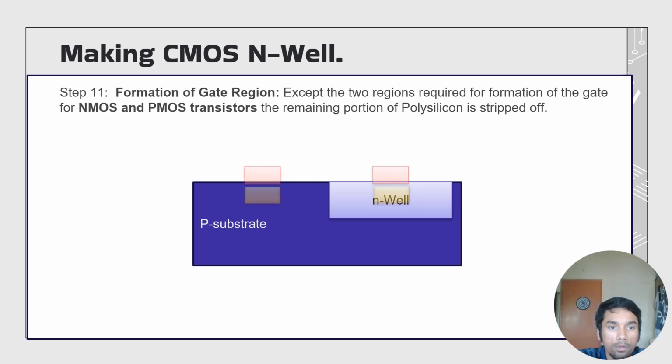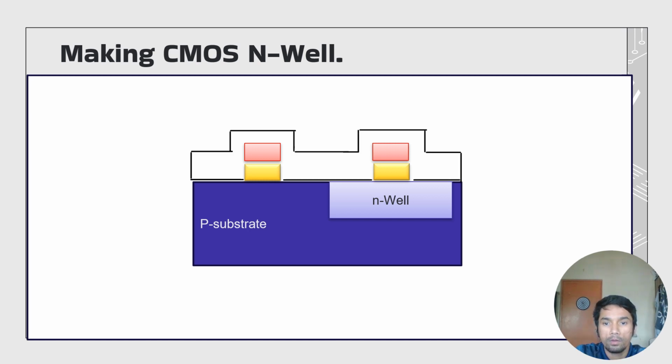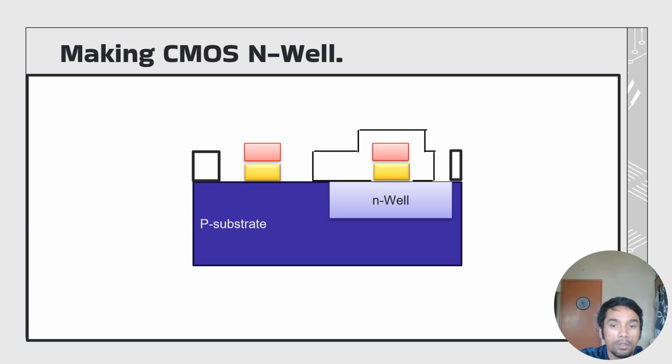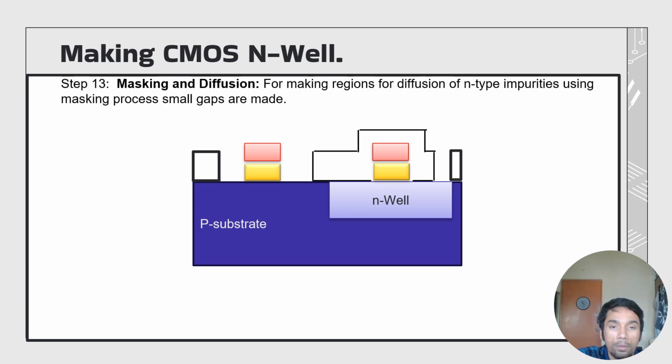Step number 11 is the formation of gate region. Except the two regions required for formation of the gate for NMOS and PMOS transistors, the remaining portion of polysilicon is stripped off. Step number 12 is the oxidation process. An oxidation layer is deposited over the wafer, which acts as a shield for further diffusion and metallization processes. Step number 13, masking and diffusion: regions for diffusion of N-type impurities are made using a masking process. Small gaps are made.